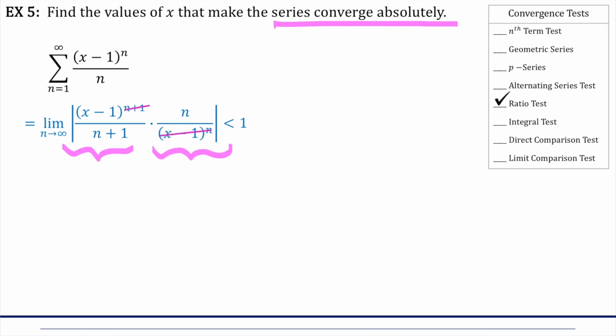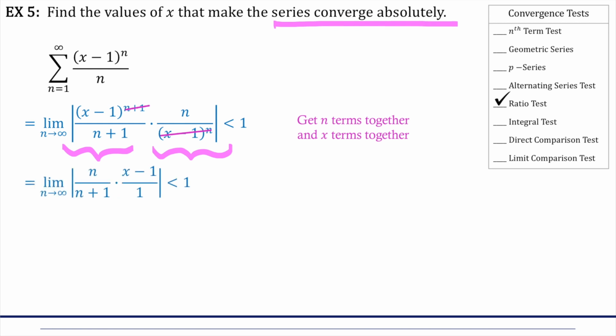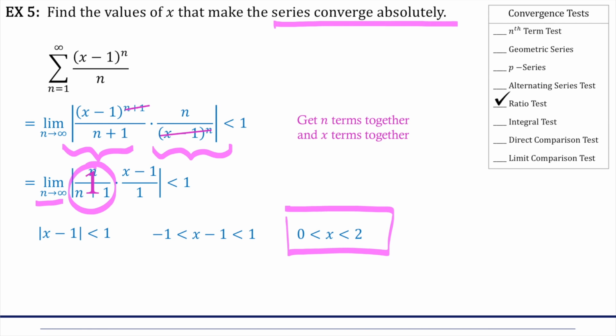So we'll do some canceling. We'll get the n terms together and the x terms together. And then we can actually take the limit as n approaches infinity. And that's going to go to 1. So we have the absolute value of x minus 1 has to be less than 1. And we can solve our inequality. Anytime x is between 0 and 2, that series will converge absolutely.